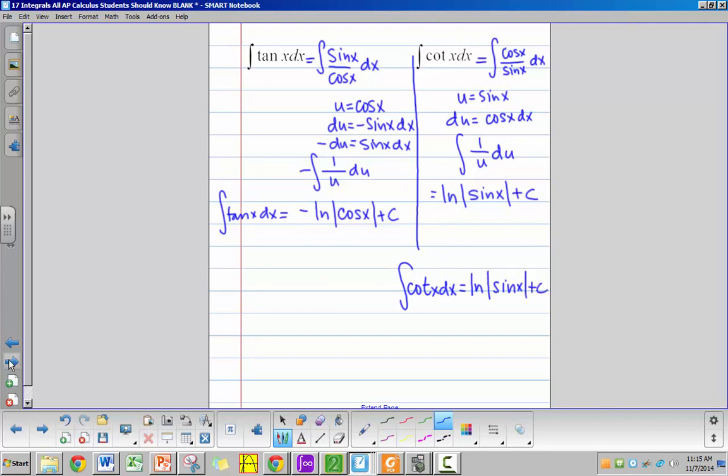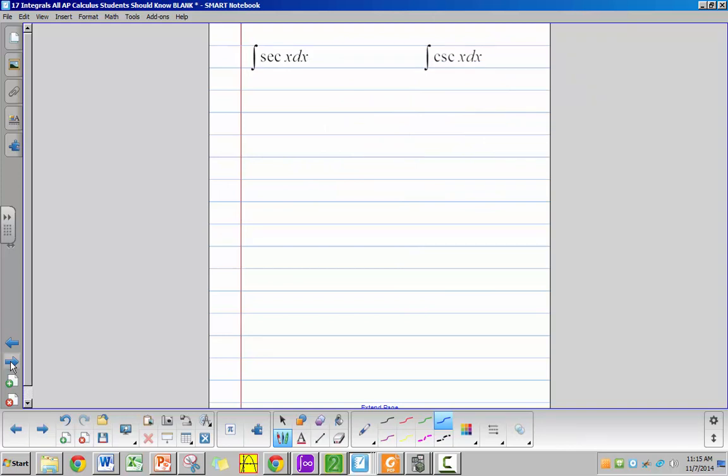So the trick to integrating tangent and cotangent is to change them into their sine and cosine parts. The next two are secant and cosecant. Now secant and cosecant, you have to multiply by a specific factor of 1 that will allow you to create a u and a du. So you multiply secant x by secant x plus tan x over secant x plus tan x, and then when you do that, you get the integral of secant squared x on top plus secant x tan x all over secant x plus tan x.